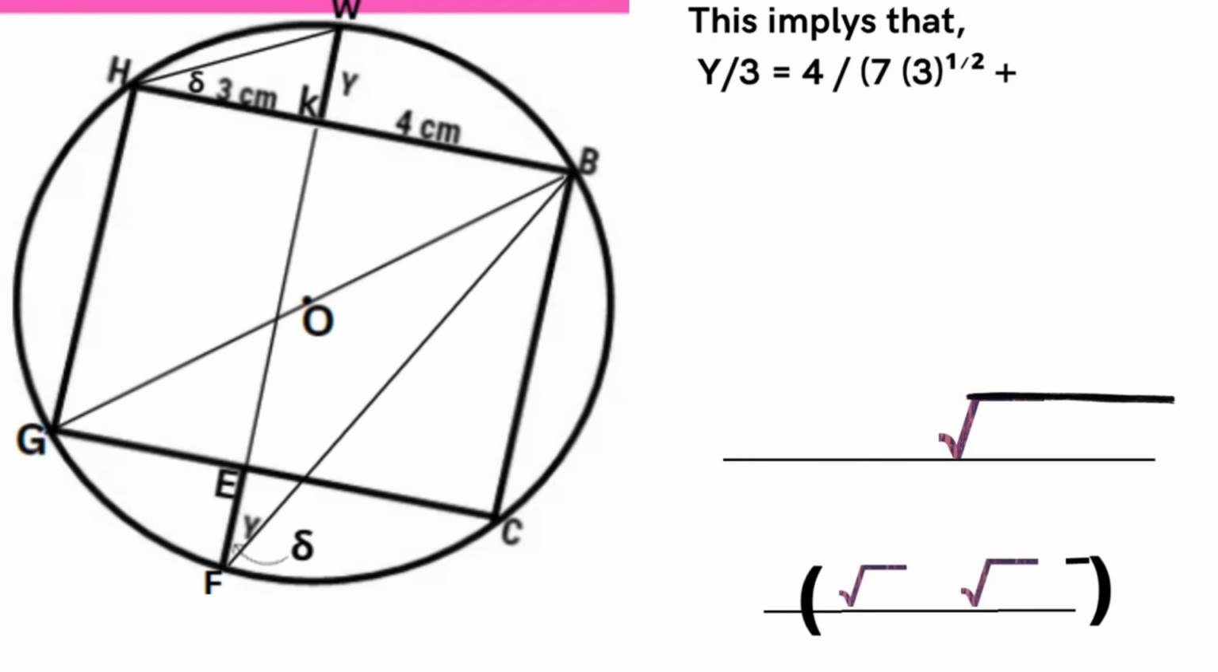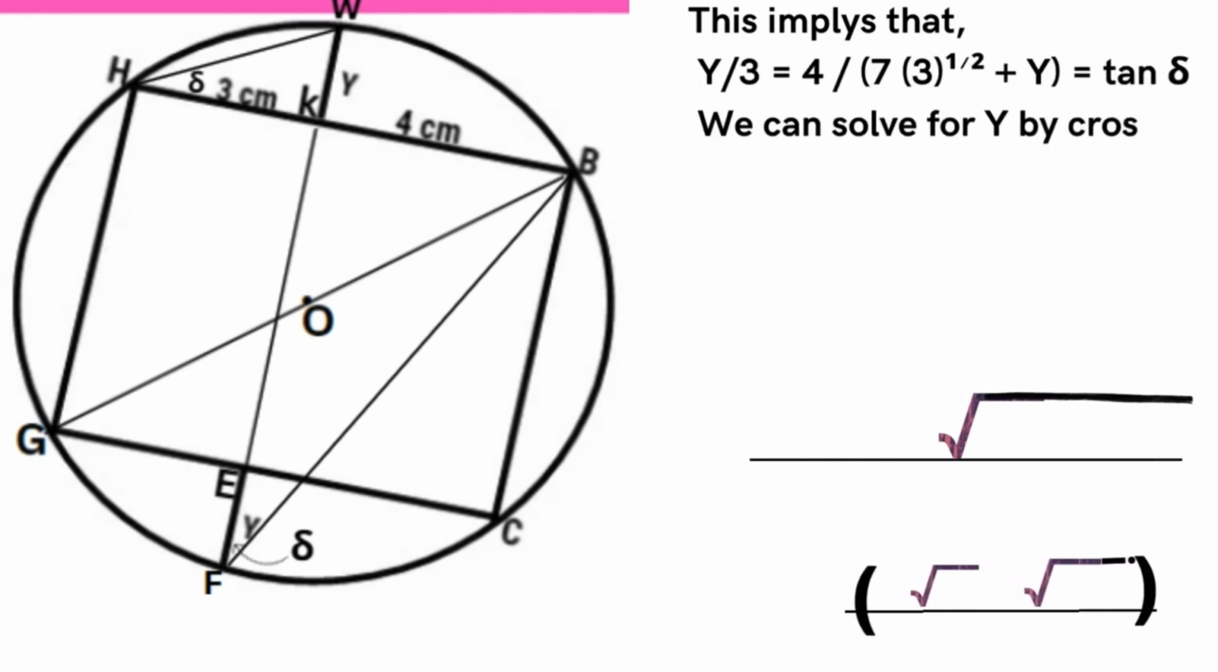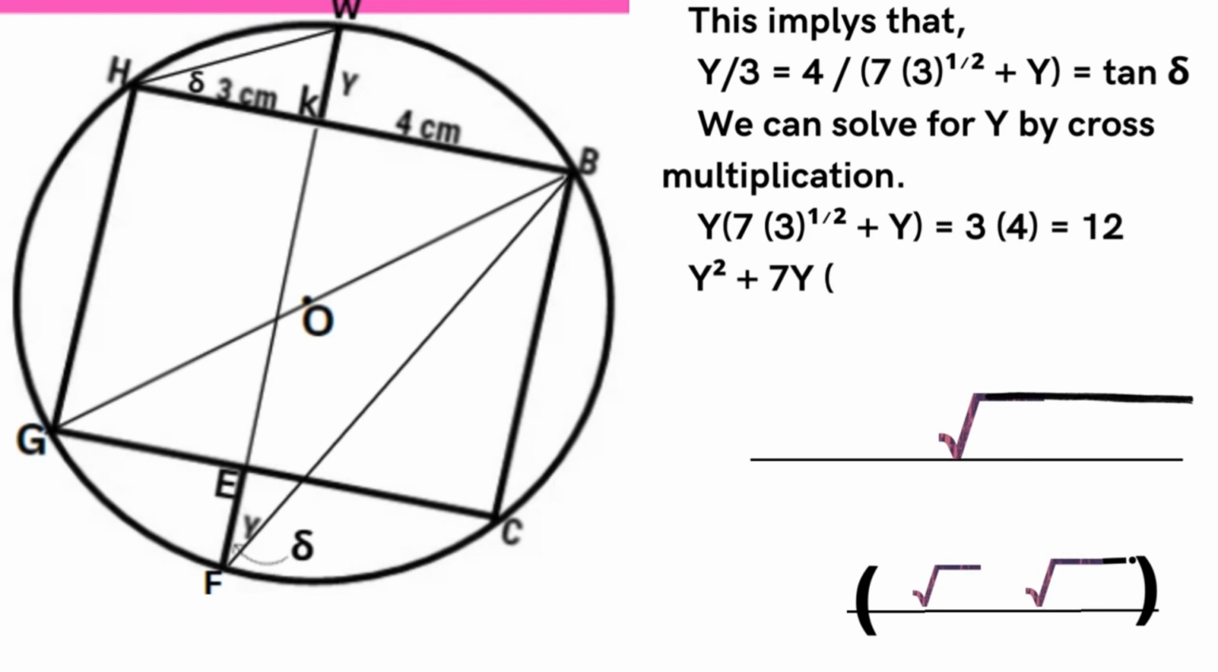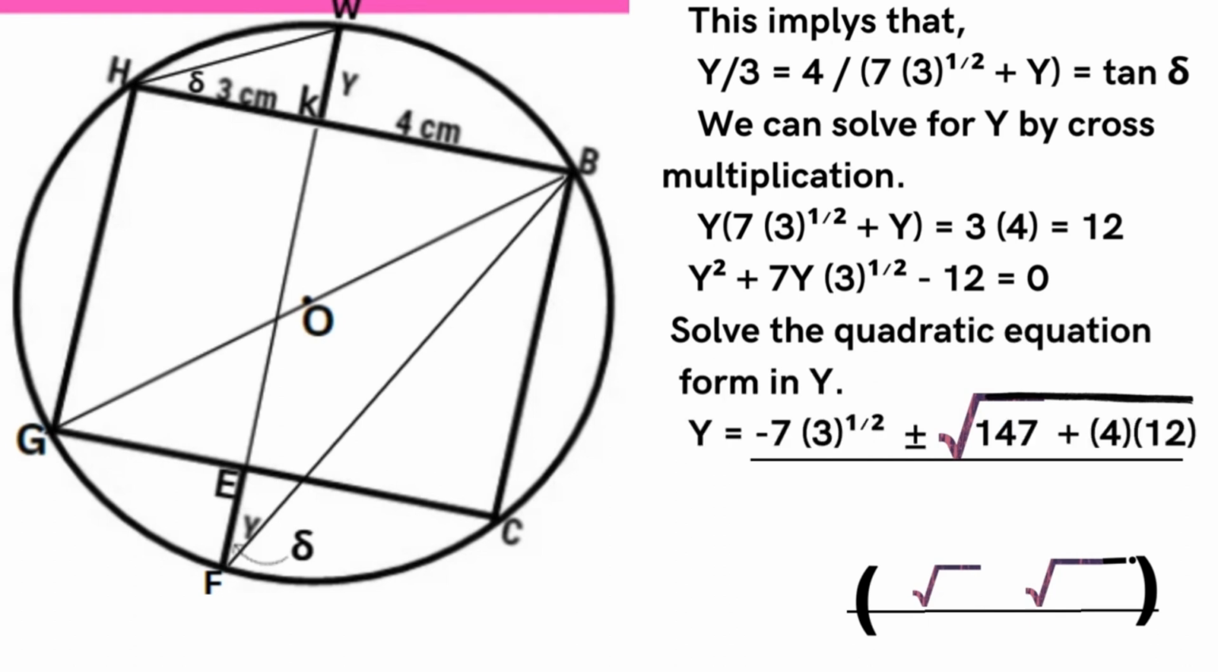this implies that by equating the values of tan delta, cross-multiplying and rearranging terms to one side of the equation, we have a quadratic equation in Y. Using the quadratic formula, we solve for Y by substituting coefficient terms of the equation and simplifying. We have that Y equals the ratio of the sum of the product of negative 7 and the square root of 3 and the square root of 195, all divided by 2, in centimeters.